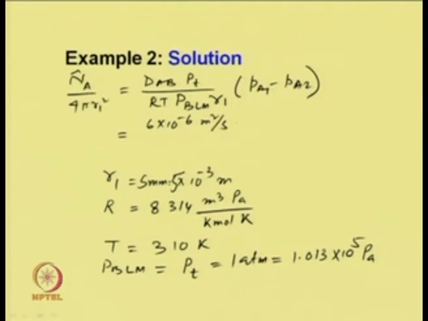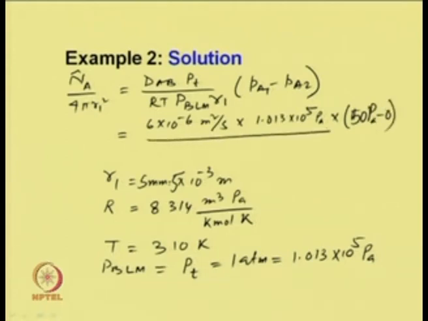square per second, PT is 1.013 into 10 to the power 5 Pascal into 50 Pascal minus 0, divided by 8314 into 310 into 1.013 into 10 to the power 5 into 5 into 10 to the power minus 3.